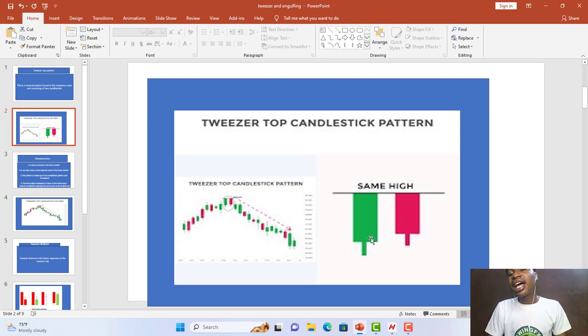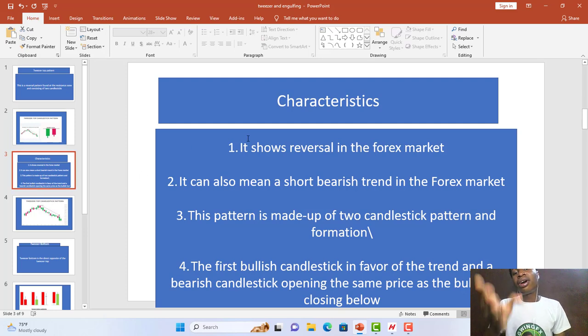It doesn't matter whether it engulfs the bullish one or it closes close to the opening of the bullish candlestick. It doesn't matter. What matters is the highs. It should be the same highs in the market, right? I'm going to spot it on the chart and show us how it works before the end of this meeting, right? But let's quickly look at the characteristics.